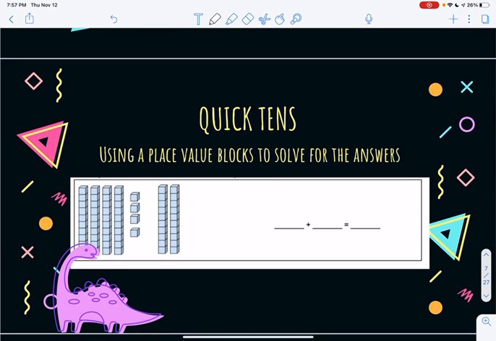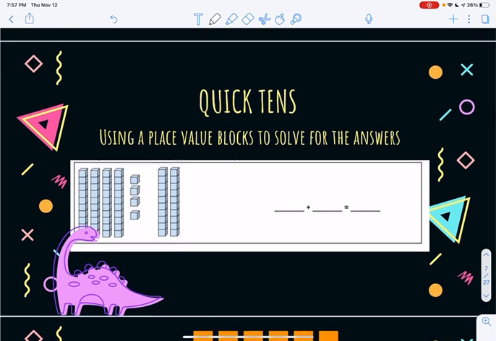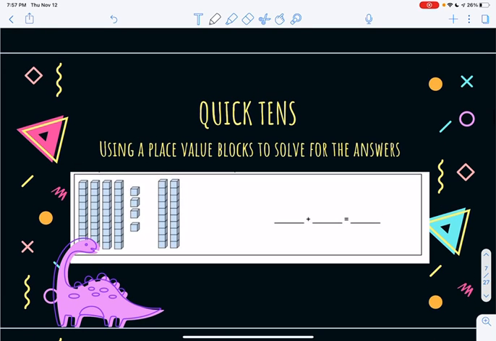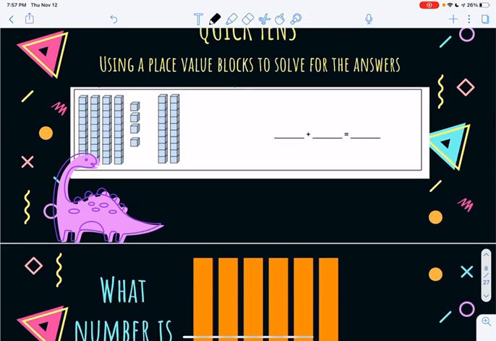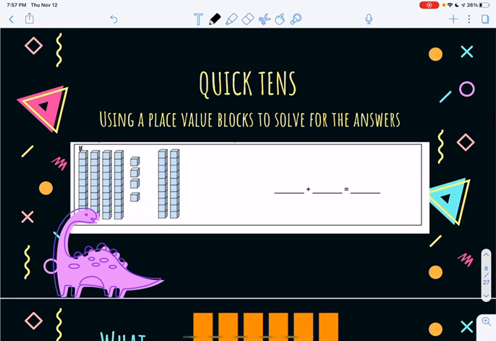Alright, so with quick tens, we can use place value blocks to solve our answers. So let's go ahead and look at the tens. What we can do is group all the tens together first, and we can get our answer that way. So let's count our tens. Well, we have a 10 here, a 10 here, a 10 here, a 10 here, a 10 here, and a 10 right here.